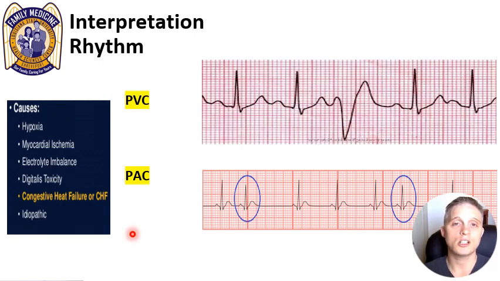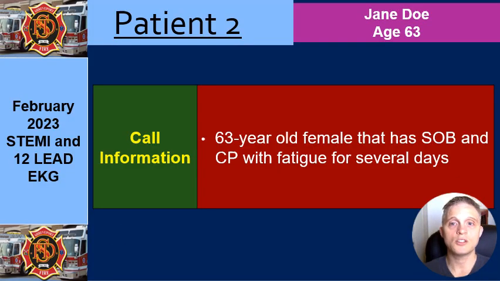And so some of the causes with PVCs and PACs are hypoxia, MI, electrolyte imbalances, specifically potassium, digitalis toxicity where they use digoxin for congestive heart failure, or congestive heart failure in and of itself, or idiopathic. In addition, PACs can be COPD in nature, and so we commonly see these with multifocal atrial tachycardia, or MAT for short, and you see this type of an instance when you have someone who's chronically hypoxic, like with our COPD patients.